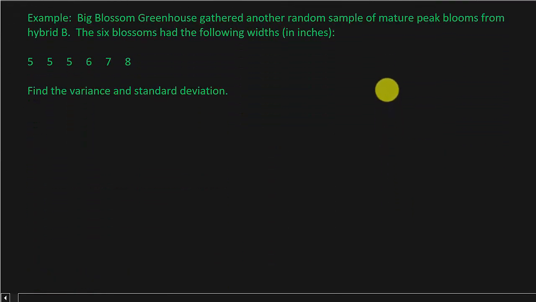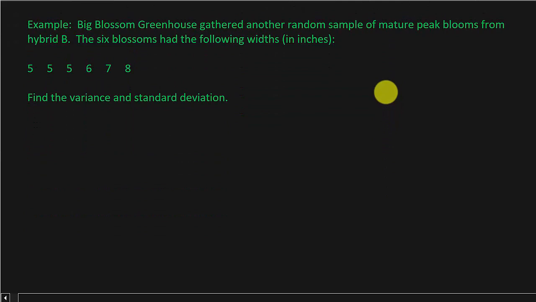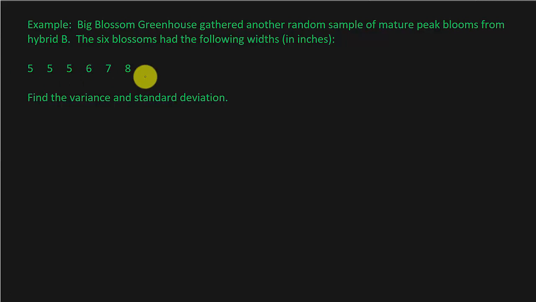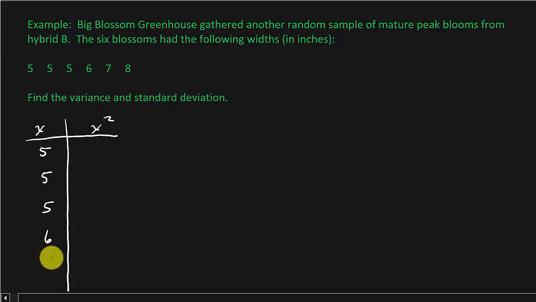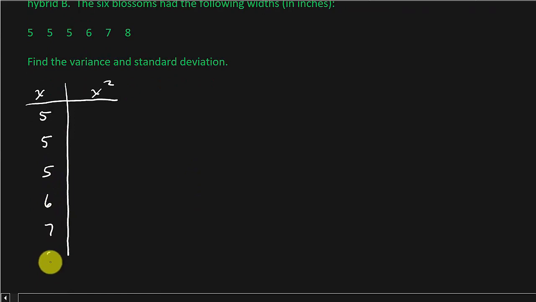All right, so let's look at this one. It says, Big Blossom Greenhouse gathered another random sample of mature peak blooms from hybrid B. The 6 blossoms had the following widths in inches. So right here. And they want us to find the sample variance and the standard deviation. Once again, let's do the same thing. Yes, there's a reason that I'm working the same type of problem twice in a row. So we got 5, 5, 5, 6, 7, and 8.